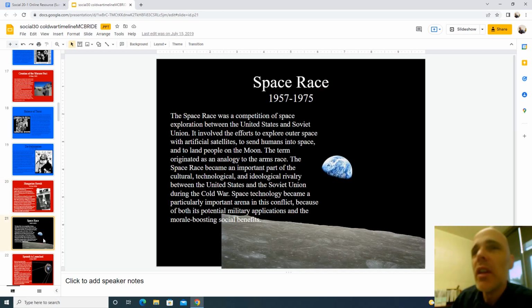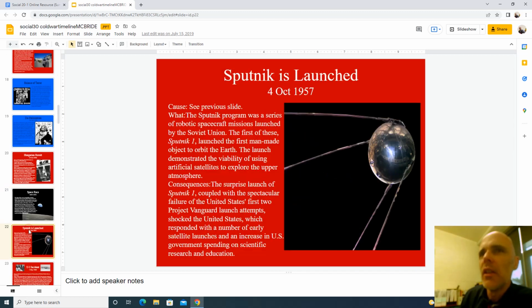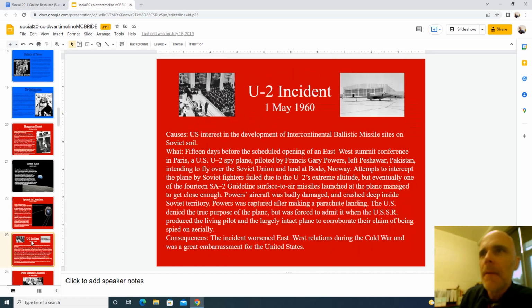1957 is a big year for the Soviets because they, with Sputnik in October, were the first in space with a satellite. And there it is. Moving on to the 1960s now.